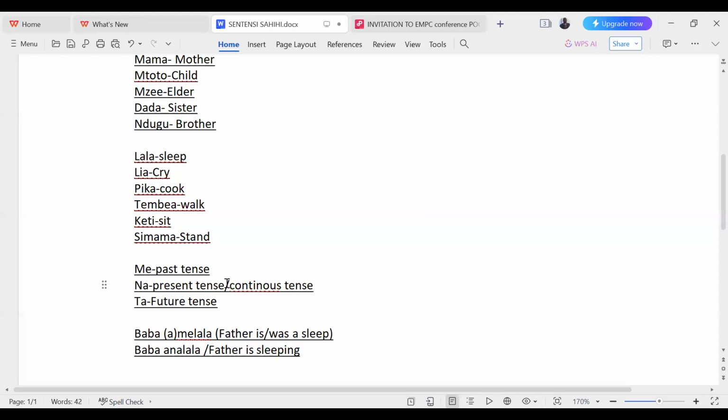But when you say father is sleeping here, the connotation might not mean that he started long ago, but you are talking at the current state, he is still sleeping. So analala. That's why for father is sleeping, Swahili will say Baba analala, while father is asleep, they'll say Baba amelala. Then, if it is about father planning to sleep, they'll say Baba atalala, which will mean father will sleep, or you can bring the word will be sleeping. So these are two aspects.